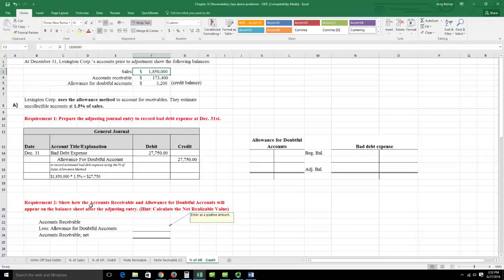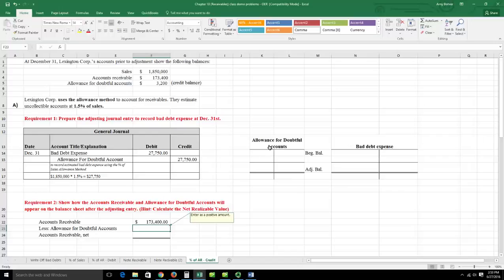The second part of this says now they want you to show what your accounts receivable and your allowance for doubtful accounts will look like on the balance sheet after this adjusting journal entry is posted. Remember, these are your unadjusted balances. This is an adjusting journal entry. And so accounts receivable was not affected in our adjustment, right? We didn't debit or credit accounts receivable, so that balance didn't change. We can go ahead and bring that balance down, 173.4. Okay, but our allowance for doubtful accounts balance did change. We had $3,200 credit balance, and we just credited $27,750 more.